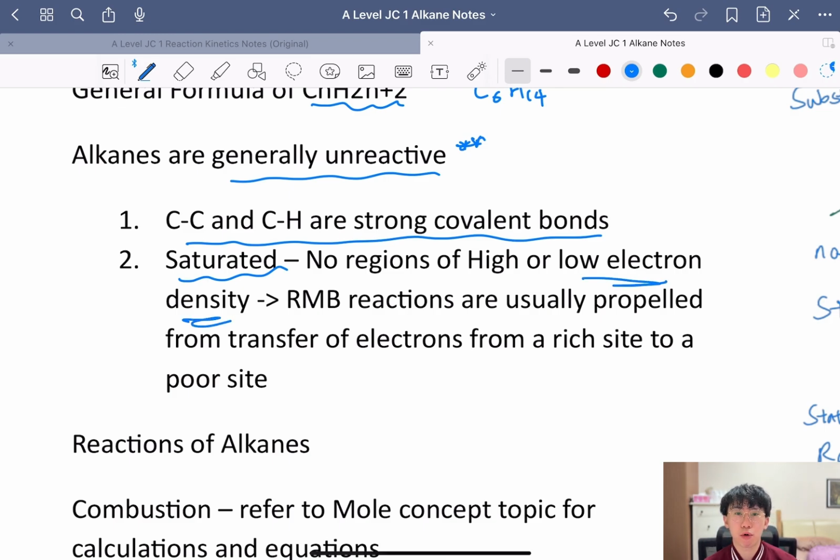So just a recap, remember in my introduction to organic chemistry video that reactions are always propelled in organic chemistry from the transfer of electrons from an electron-rich site to an electron-poor site. And because alkanes have neither of these, it's actually very difficult to have reactions with alkanes itself.